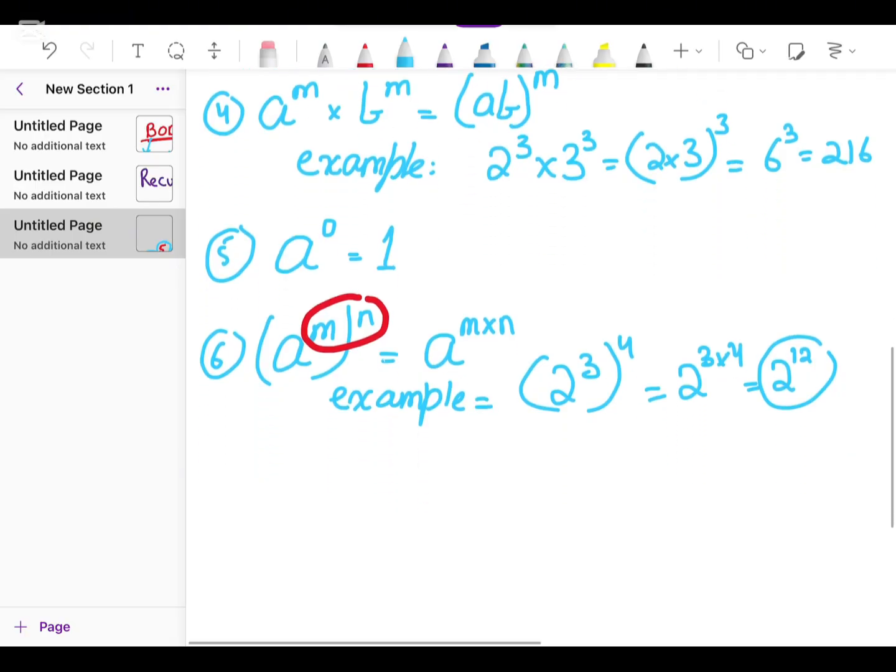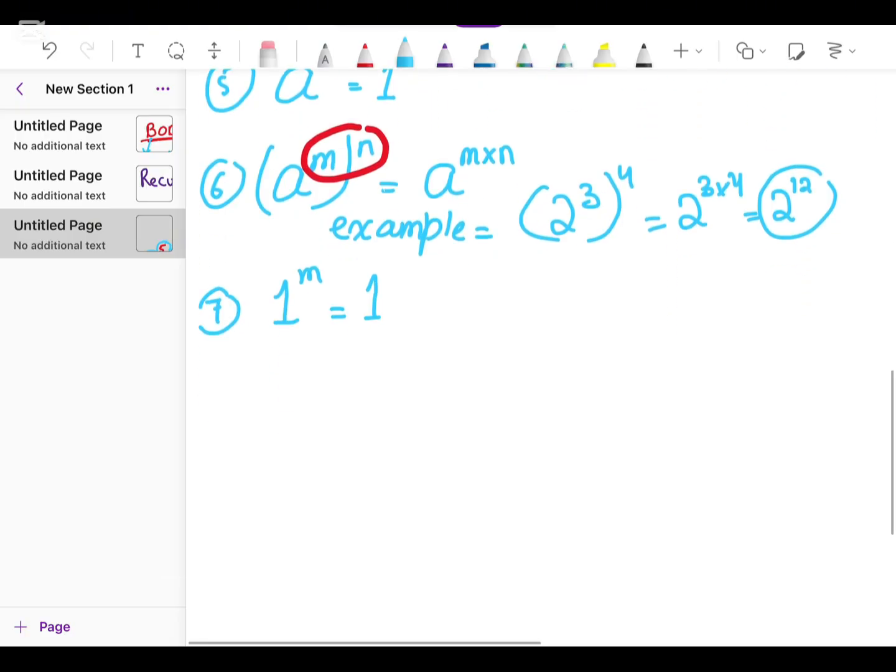Now rule number 7: 1 raised to the power m is always equal to 1. 1 raised to power m means you can put any power on 1, it will always give you the answer 1. Okay, so 1 raised to the power m is equal to 1. Now we have another rule.